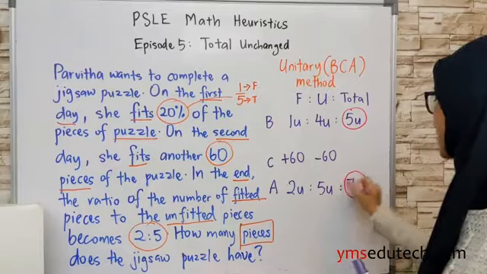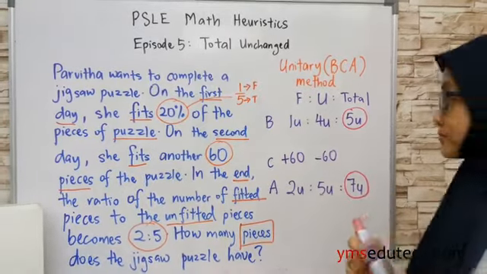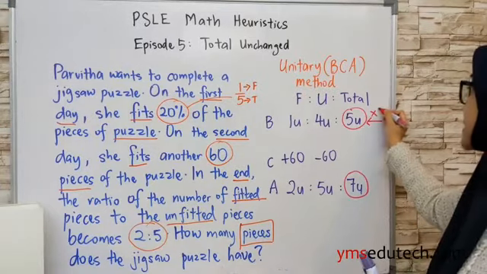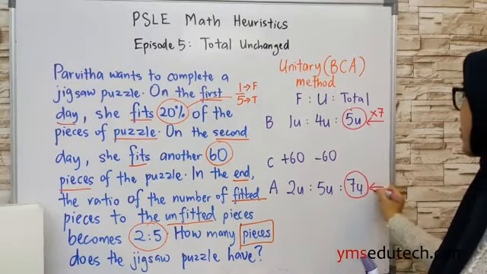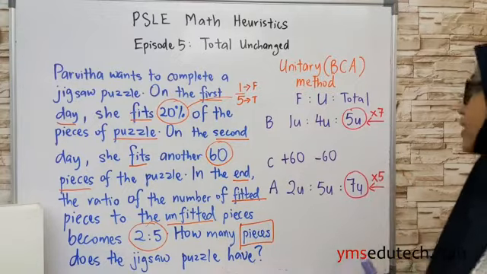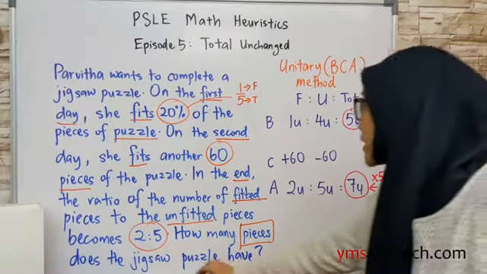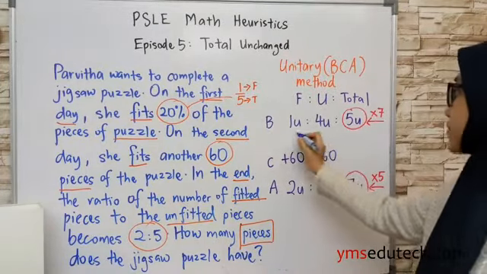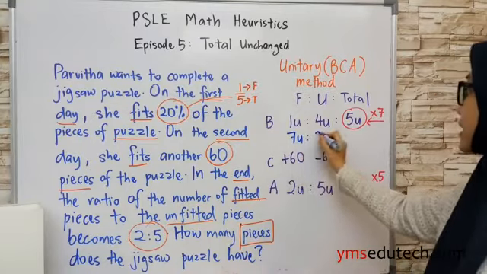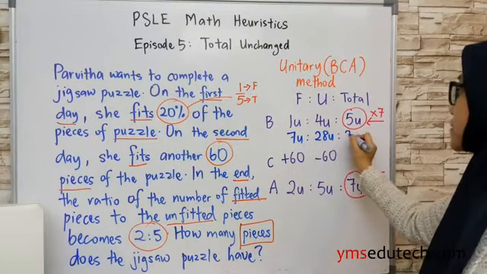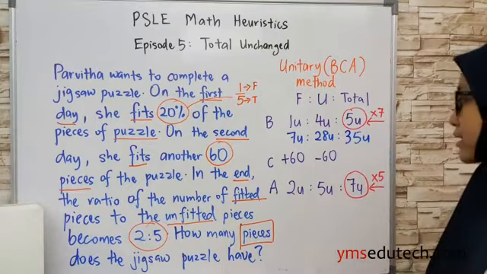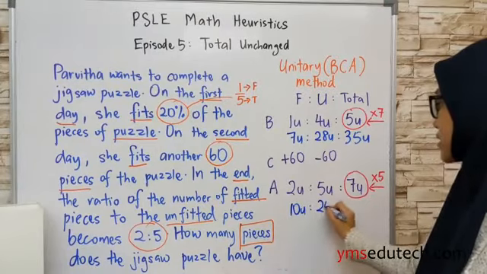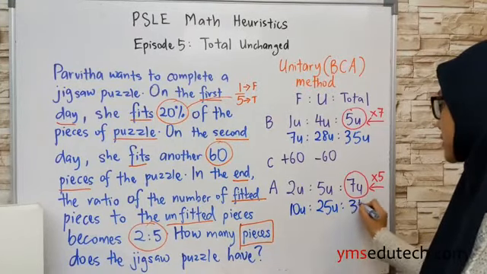What is the first common multiple of 5 and 7? 35. So that means for this whole row, you must multiply by 7. For this whole row, you must multiply by 5. Now let's write down the new units. Everything must be multiplied by 7, so this will be 7 units is to 28 units is to 35 units. Do the same to the after, so we have 10 units is to 25 units is to 35 units.